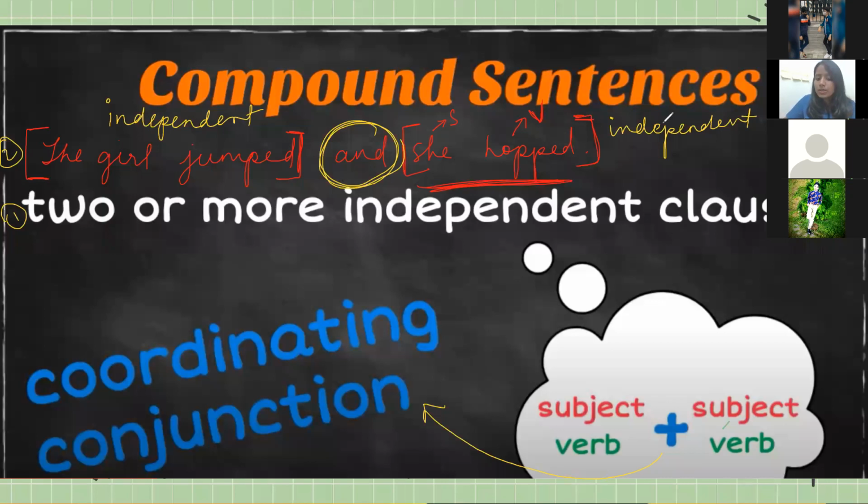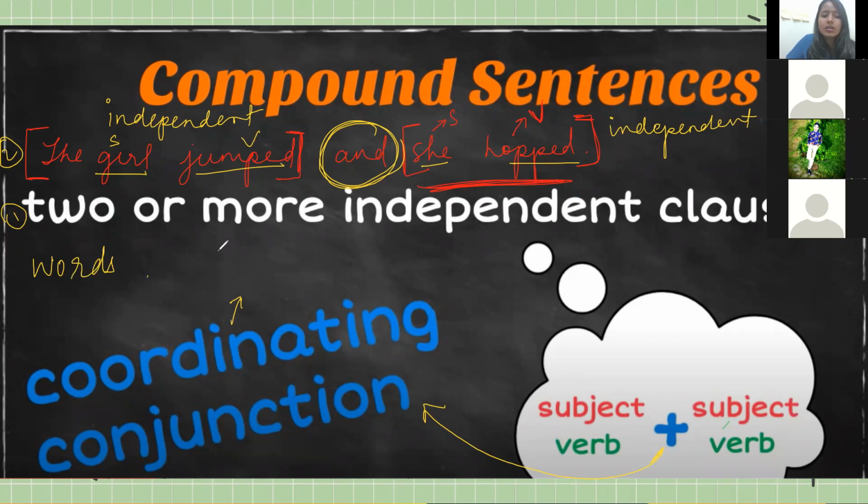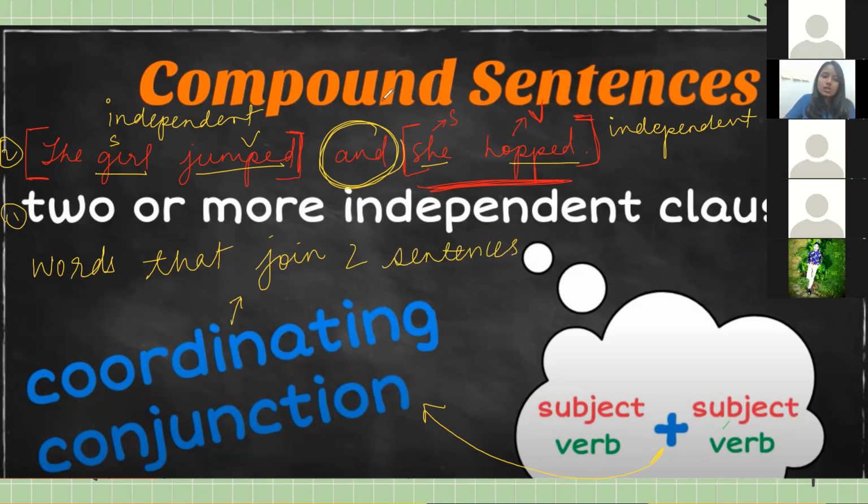So in a compound sentence, there is a subject. This is the subject. This is the verb. This is the subject. This is the verb. Subject verb plus subject verb. Then you will draw an arrow with this plus sign. This plus sign is a conjunction. And conjunctions are words that join two sentences. Okay. A word that joins two sentences is a conjunction.